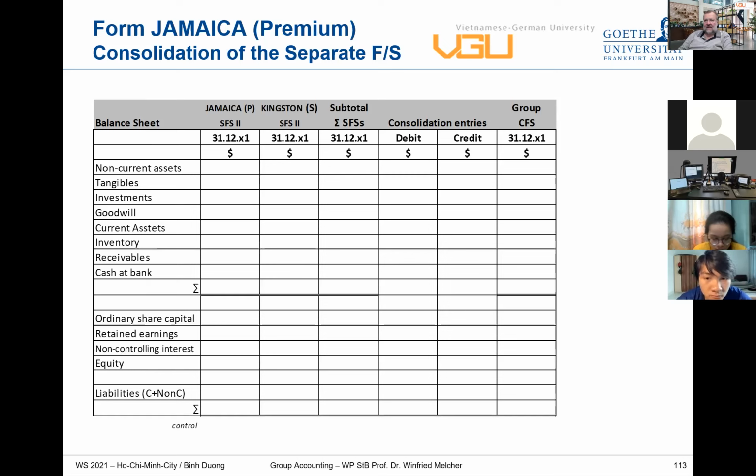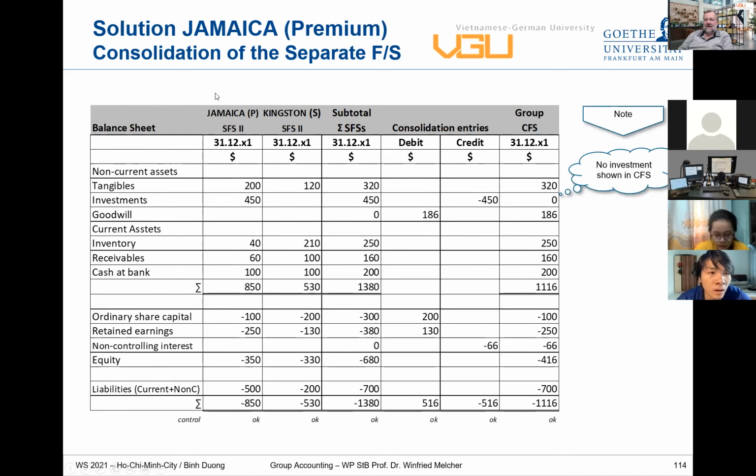Well, here's our consolidation table. We first would enter the single financial statements number 2, following the group accounting policies. So we just take the book values of the parent and put those in here. There is no change to the single financial statement number 1, because they obviously set up their accounts following the group instructions.